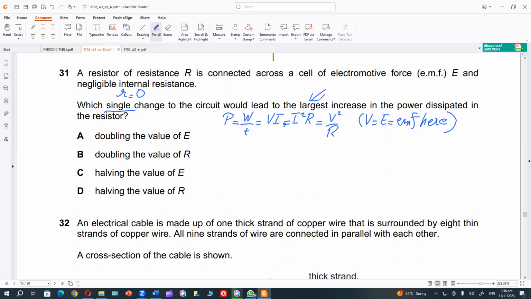What about R? If I double the R in the formula I square R, if I double the resistance, more power will be dissipated. If I halve the value of E, C can be taken out. We can say C is not possible, but other letters are getting some options always.